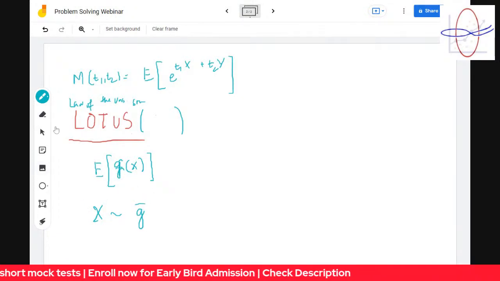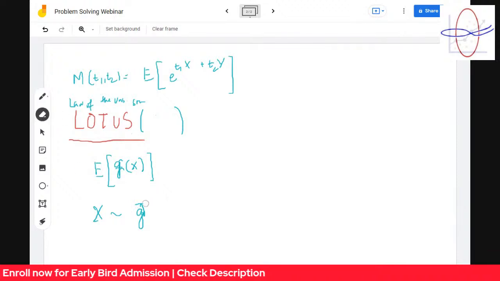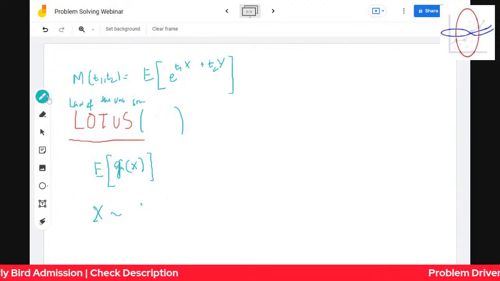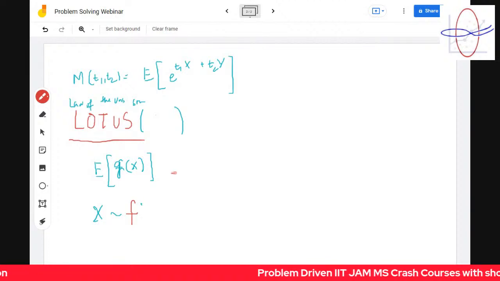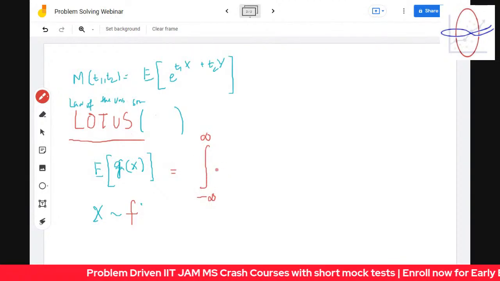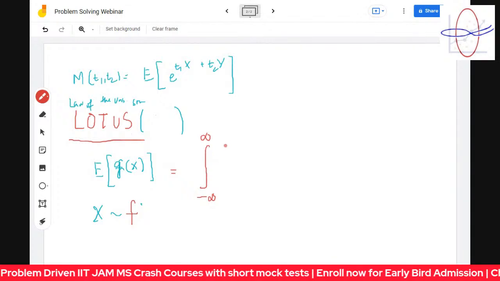Okay, let's say X has a PDF f, and we are trying to find the expectation of g of X. We have done it in one-dimensional random variables, I'm doing it again. How do we find it? We just find it as integration from minus infinity to infinity, or summation. Instead of X, how do you find the expectation of X?